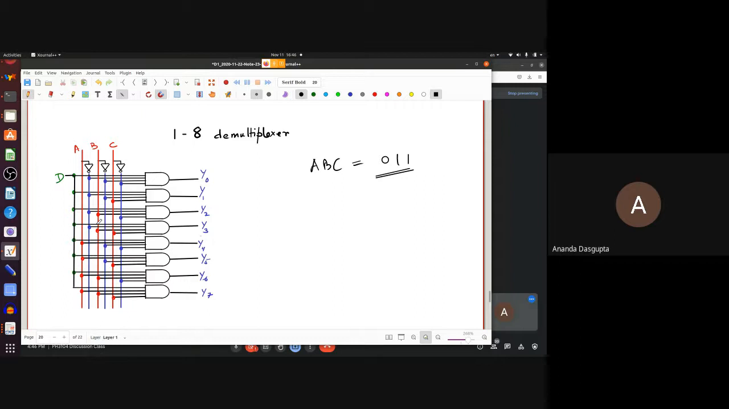No, because remember Y3 actually has 4 inputs, right? Each of the AND gates here has 4 inputs. 3 of them, A bar, B, and C, are high when A, B, and C are 0, 1, and 1 respectively. So 3 inputs are high. What about the 4th input? The output will be what D will be. Exactly. The 4th input depends on D. If D is low, then one input is low, the output goes low. If D is high, all 4 inputs are high, then the output goes high.